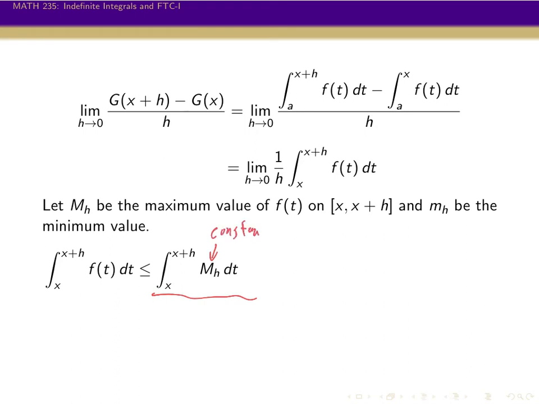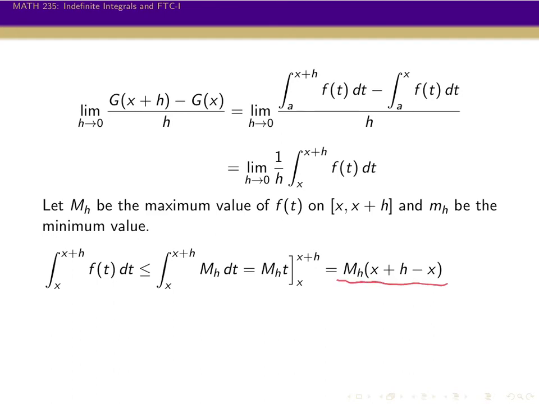And so we're just integrating a constant here. What's the integral of a constant? Well, it's just going to be m sub h times the variable of integration. So that's t, and then evaluated at x plus h minus x. And so we write that out right here. And then you can see here, these x's cancel, and so we just have m sub h times h. So our integral from x to x plus h of f of t dt is going to be less than or equal to h times m sub h.